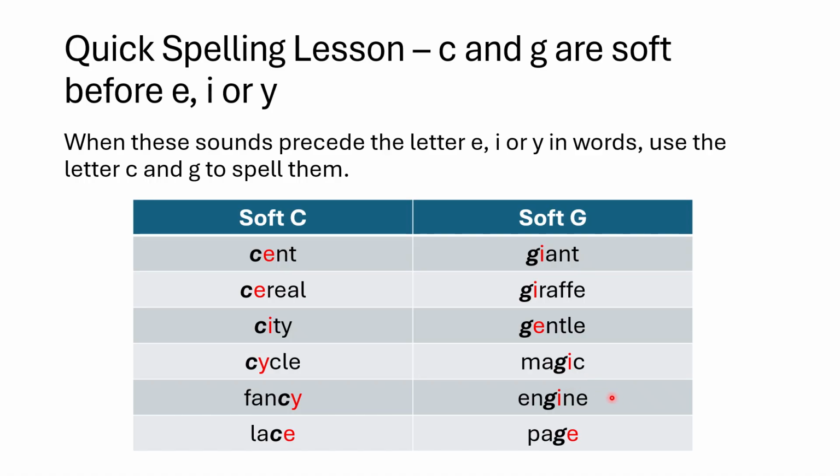Engine. The letter G is used before the letter I. Page. The letter G is used before the letter E.